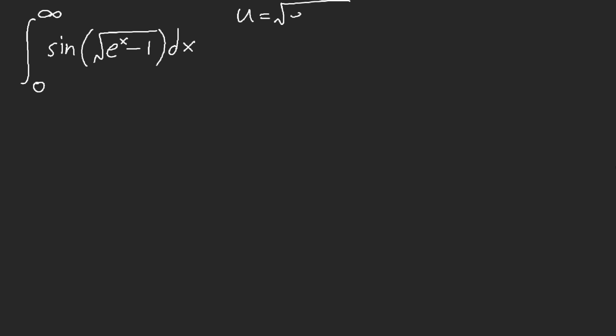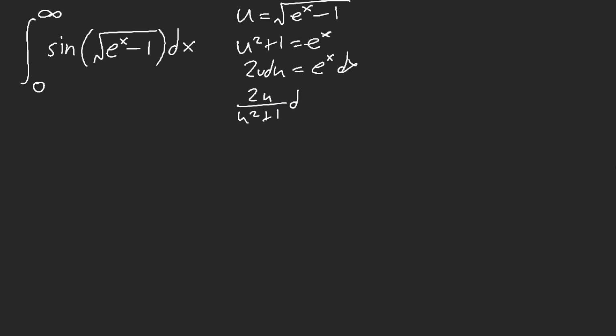So let u equal e to the x minus 1. You do a forced u-substitution. You get 2u du equal e to the x dx, which means that we have 2u over u squared plus 1 du equal dx. You already know where this is going for all you advanced users out there, right? Plug in 0, we get what? 0 still. And plug in infinity, you still get infinity. And so what we have is the integral of 2u sine of u over u squared plus 1 du.